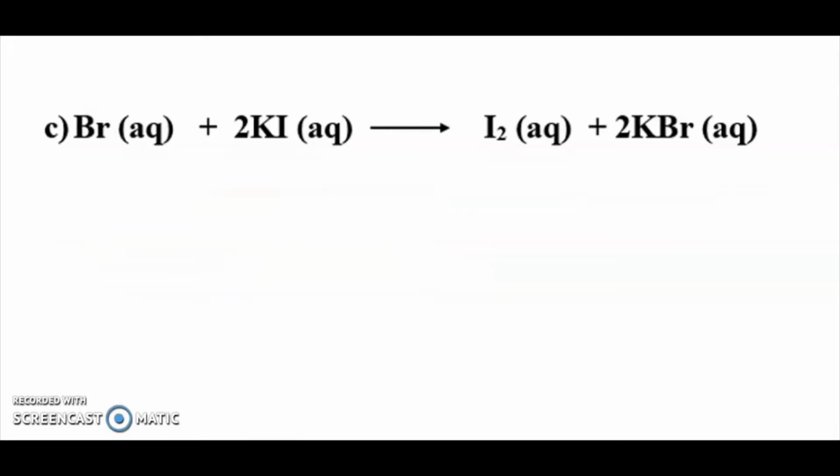We have aqueous bromine, we should have it here, sorry. Aqueous bromine reacts with 2 potassium iodide to give us iodine aqueous plus 2 potassium bromide aqueous. So let's go. The bromine molecule here is a non-metal, so we maintain it as it is.